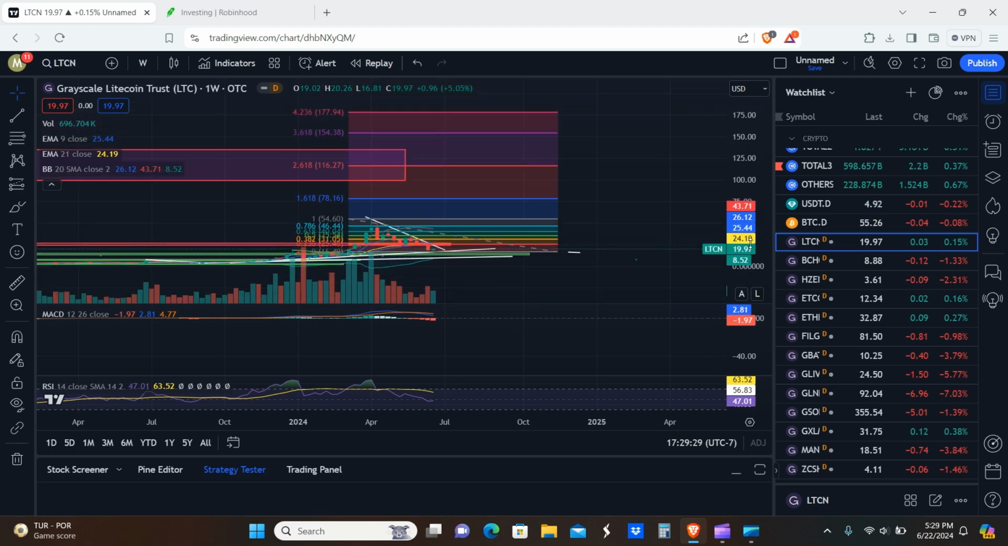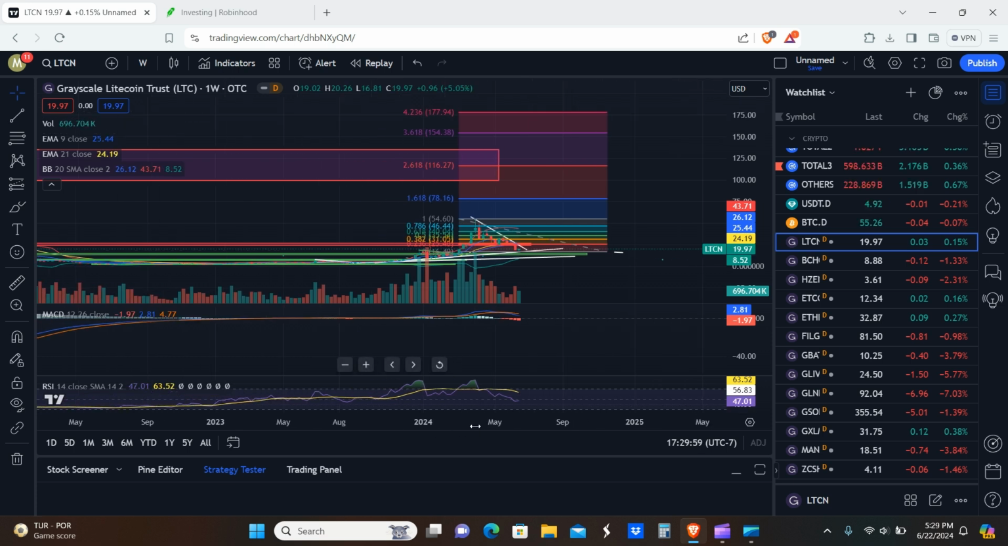So these are the updated Fibonaccis. We're looking for shorter and or midterm profit target levels based on this. This is not necessarily all-time highs for the Grayscale Trust, but this might be maybe 6 months out, 12 months out, maybe even 3 months out. So 1.618 is $78, 2.618 is $116, 3.618 is $153, and 4.618 is $180 respectively.